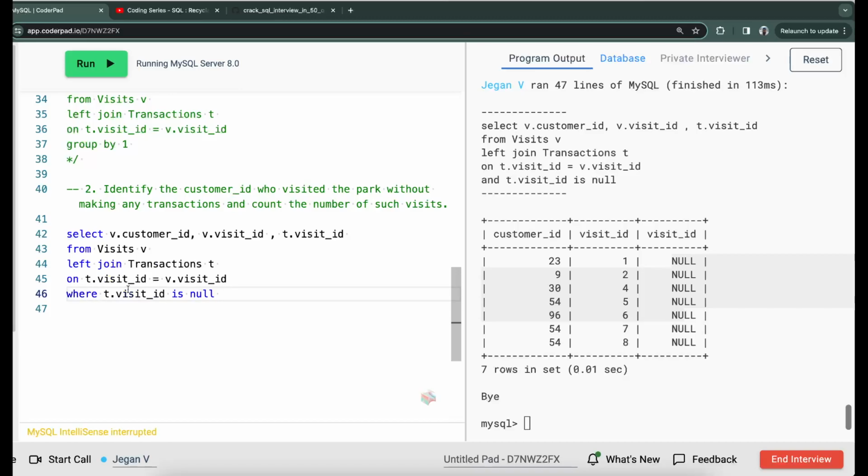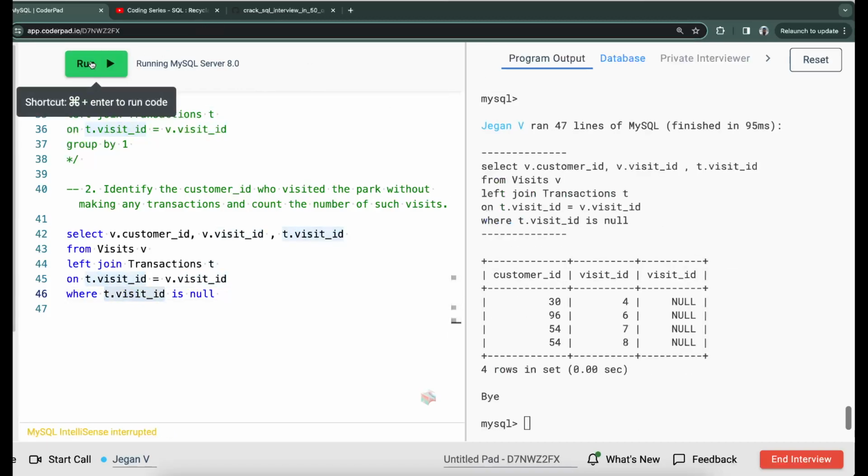So when you say where, that means it executes this part of the SQL and then it will filter out only those records where the transaction table's visit ID is null, which are the 4 records we talked about.